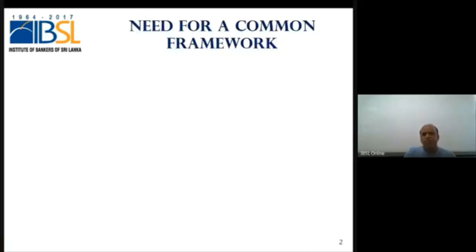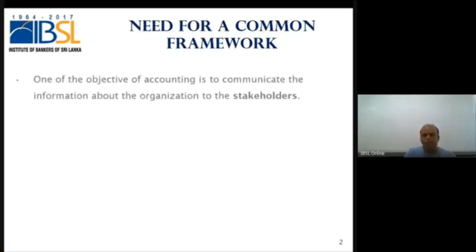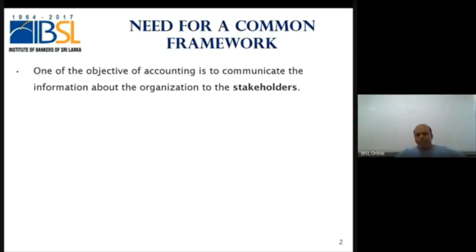Let us now look at the framework for financial reporting and preparation of financial statements. The first question that we need to answer is why you need a common framework. One of the objectives of accounting is to communicate information about the organization to the stakeholders. I have already introduced the term stakeholders to you, so by this time you know who a stakeholder is. From the perspective of the company, it is their responsibility to communicate the financial information to its stakeholders.